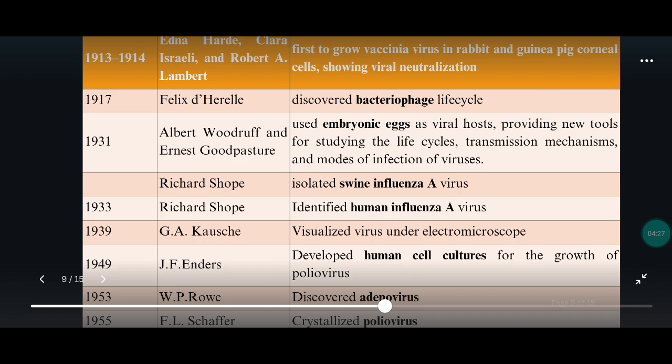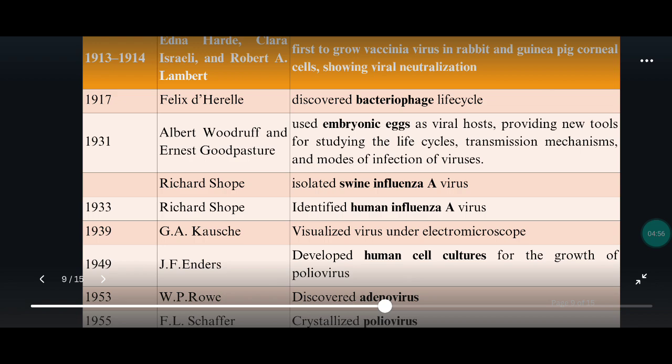In 1917, Felix d'Herelle discovered the bacteriophage life cycle. In 1931, Alice Woodruff and Ernest Goodpasture used embryonic eggs as viral hosts, providing new tools for studying the life cycles, transmission mechanisms, and modes of infection of viruses. In 1931, Richard Shope isolated swine influenza A virus. In 1933, he discovered human influenza A virus.